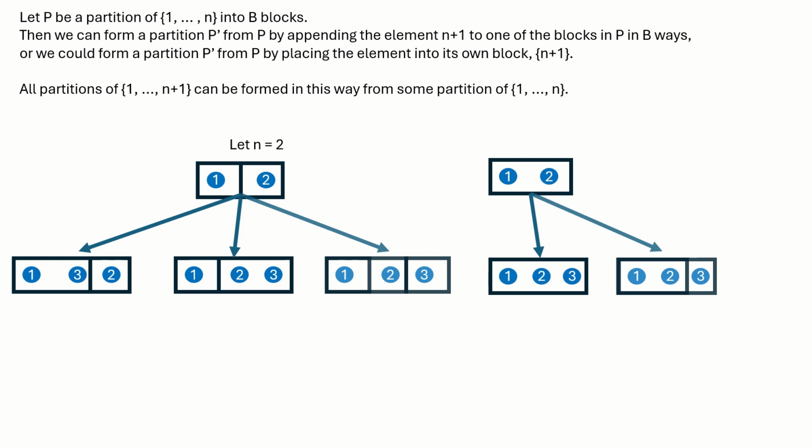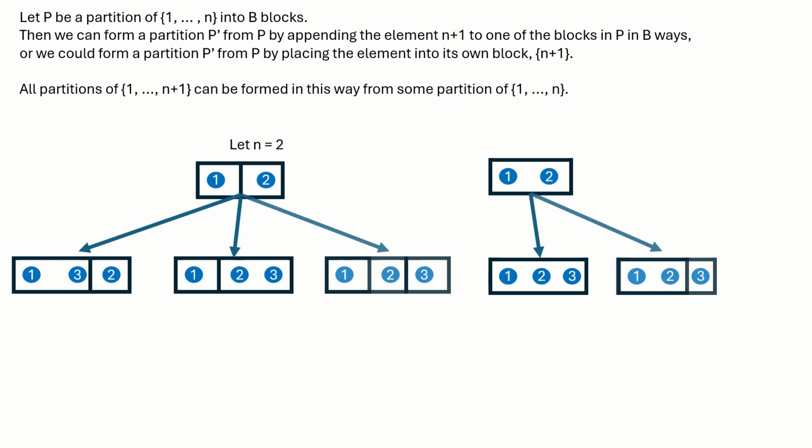Also, if you're given a partition P prime of the set of integers 1 through n plus 1, removing the integer n plus 1 from whatever block it appears in produces some partition P of the set of integers 1 through n. So every partition of 1 through n plus 1 can be generated in the way we just described from exactly one partition of 1 through n.